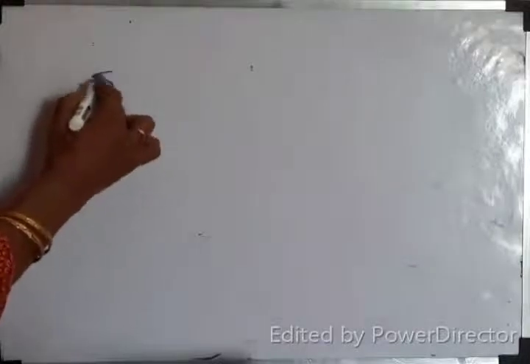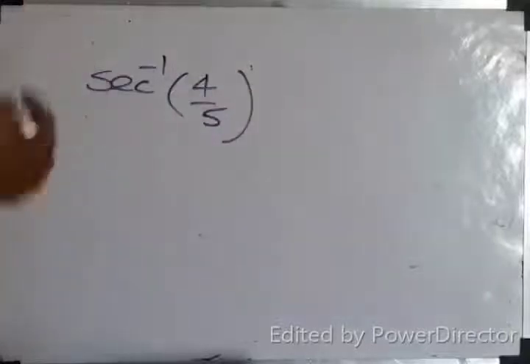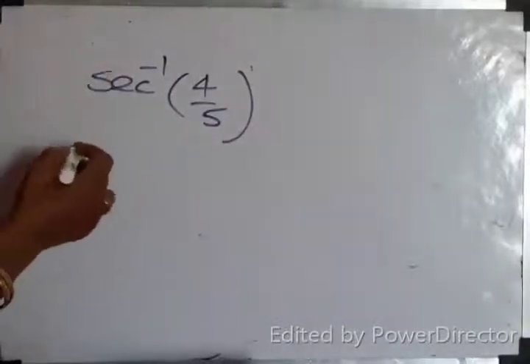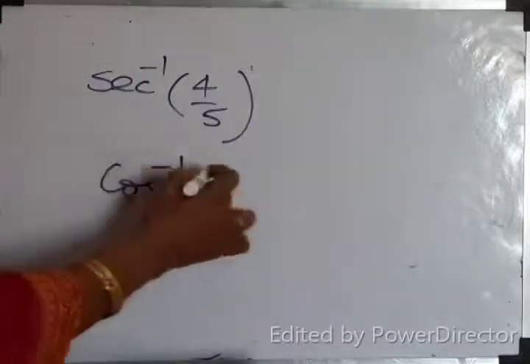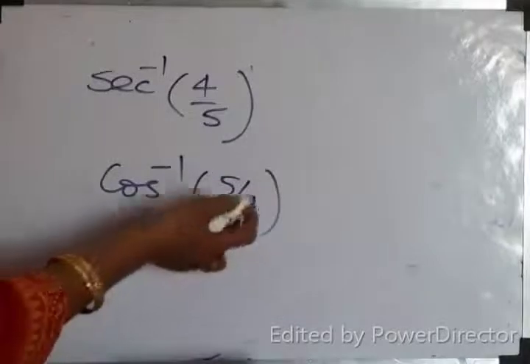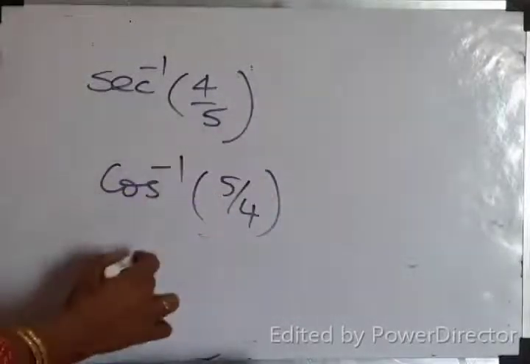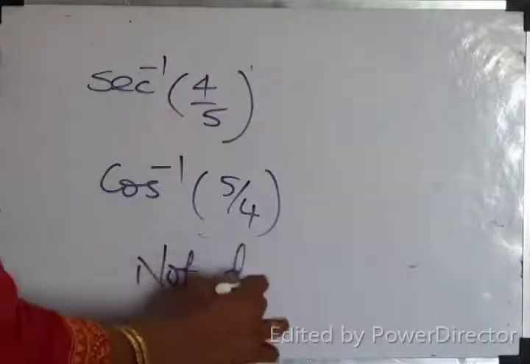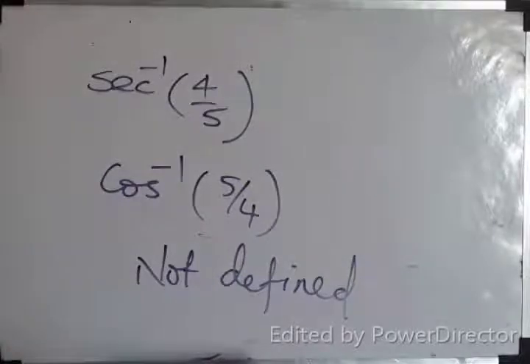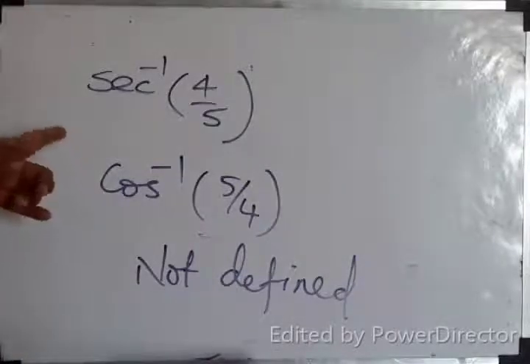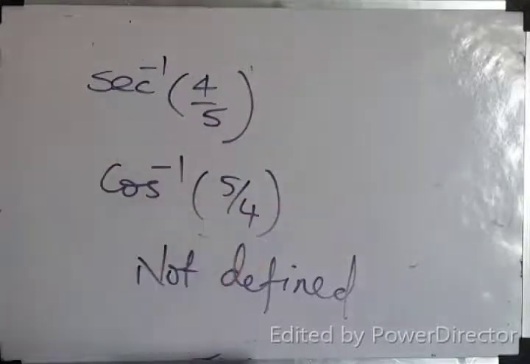Suppose the question is secant inverse 4 by 5. How will you simplify? You don't know secant inverse. So immediately you can convert into known inverse trigonometry: cos inverse 5 by 4. Cos inverse 5 by 4 is what? 1 point something, more than 1. So you can write the answer as not defined. It goes beyond the limit, isn't it? The domain value is from minus 1 to 1. It goes 1 point something. So it is not defined. Do you understand now?